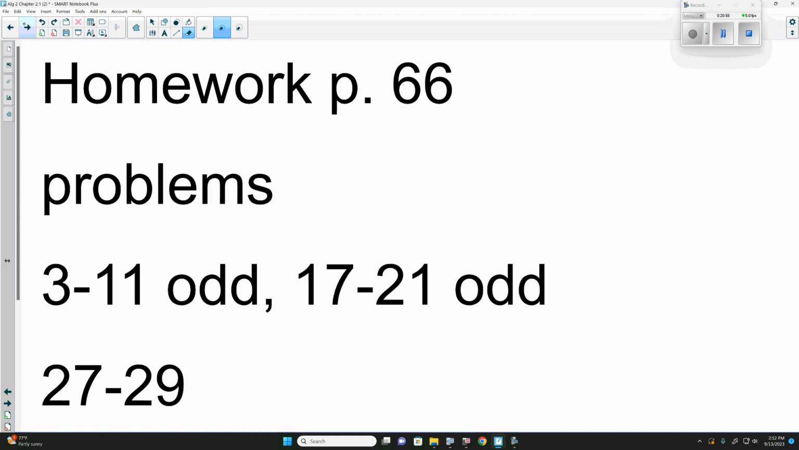Yes, I will work on that right now. So on the homework, 3 through 11, 17 through 21 odd, all you're doing is describing the transformation. You do not graph. Do not graph them. 27 through 29, you're describing the transformation and naming the vertex. So 27 through 29, describe the transformation and name the vertex.